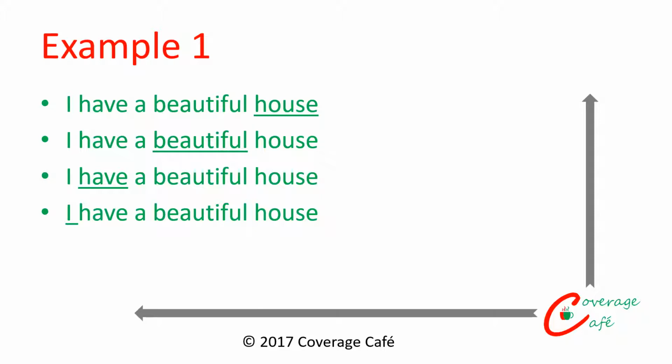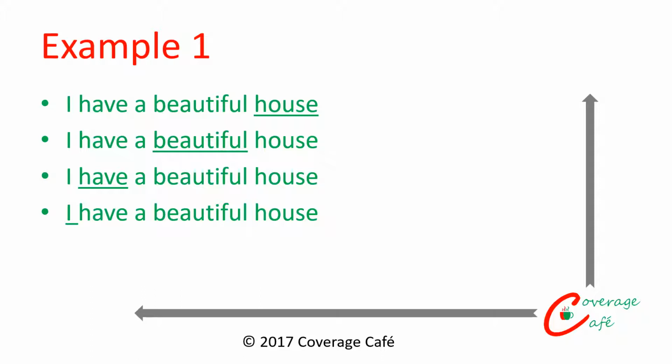And then there's yet another way of stressing here. It's I have a beautiful house. When you say I have a beautiful house, you call attention to yourself. You're saying, look at me. It's me, I, who owns that house.